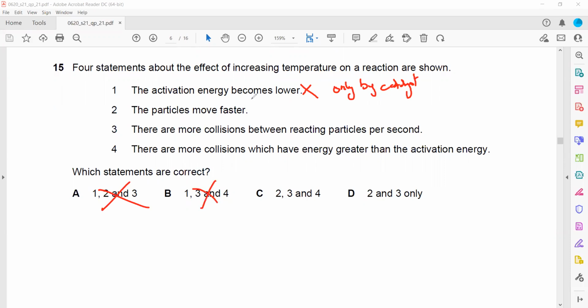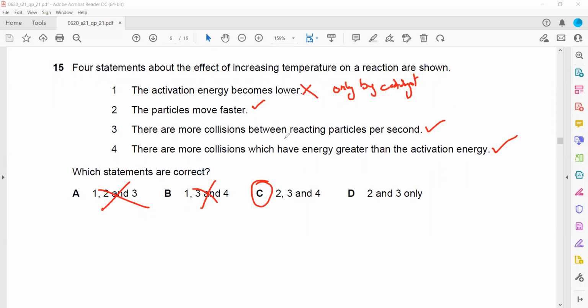Then when we increase the temperature, the particles move faster. Yes, that is true. When we increase the temperature, there will be more collisions between the reacting particles per second. The number of collisions every second will also increase. And there will be more collisions which have energy more than the activation energy. So the activation energy does not change, but the proportion of particles having energy more than the activation energy increases. So statements 2, 3, and 4 are correct. So that's why C is the right answer.